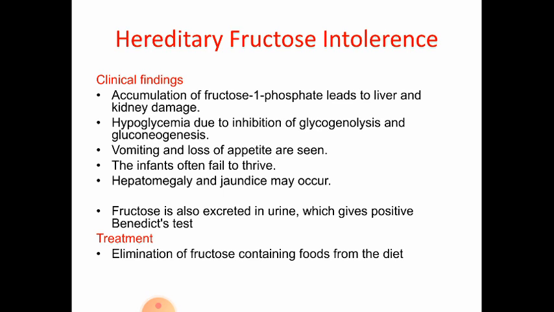Then fructose is also excreted in urine, which gives a positive Benedict's test. Benedict's test is a reducing test done to see the presence of reducing sugars like glucose, fructose, etc. So, that will be positive because fructose will be excreted through urine. Then treatment is elimination of fructose from the diet. So, completely eliminate the foods which contain fructose.